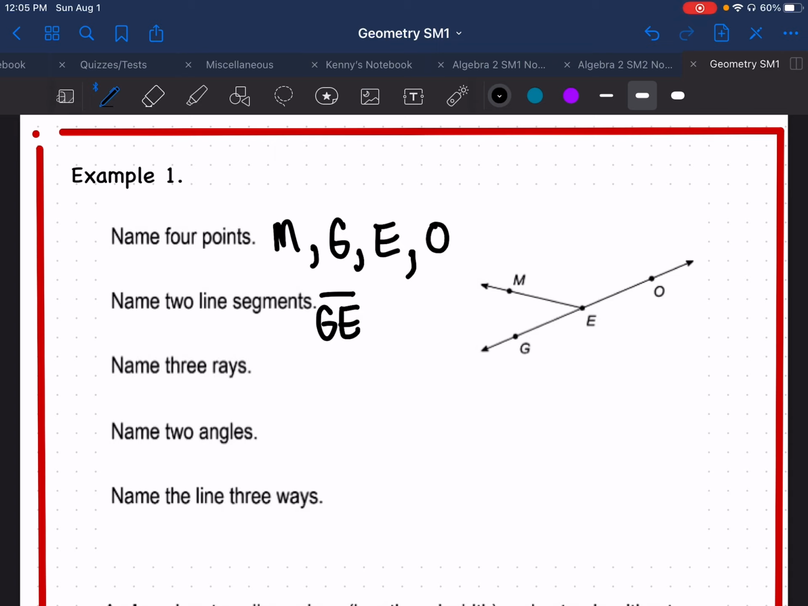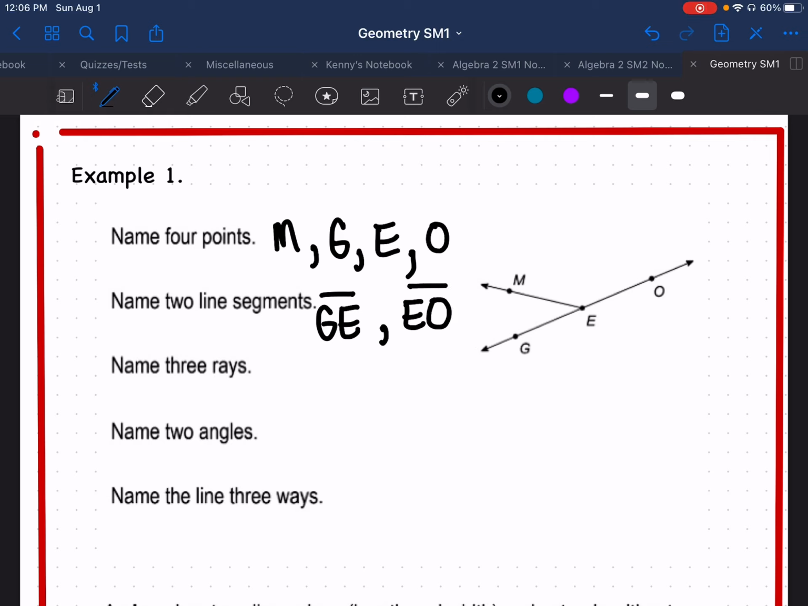I need one more. So let's go back to our line. I can use E and O. I could use G and O, that would be a segment. I could even come up here to this one right here and put M and E. Those are all segments. So lots of different answers for this one. I'm going to put E and O and the line up above.